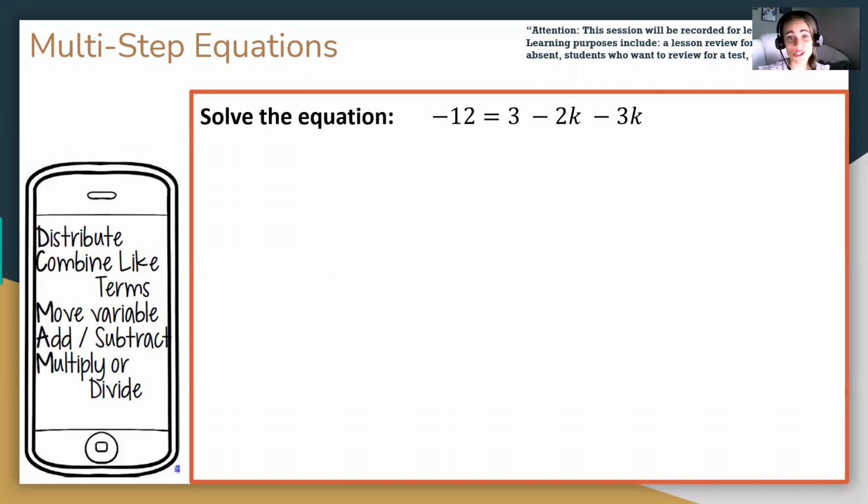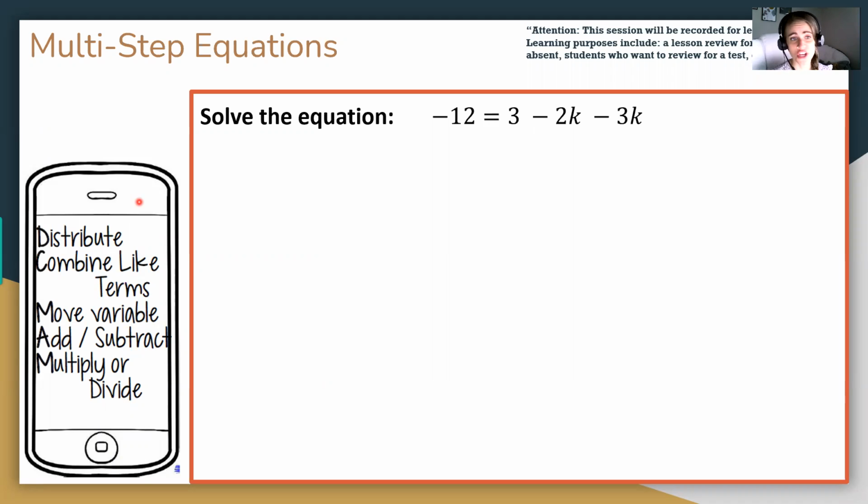Hello, we are going to continue working with solving equations and specifically multi-step equations, which just means we have multiple steps. We need to do more than one thing in order to solve it and find our variable. So we can use this little acronym here off to the left, "don't call me after midnight," otherwise known as distribute, combine like terms, move the variable, add and subtract, and multiply or divide. We can use this acronym to help us understand the order of which to do the work.